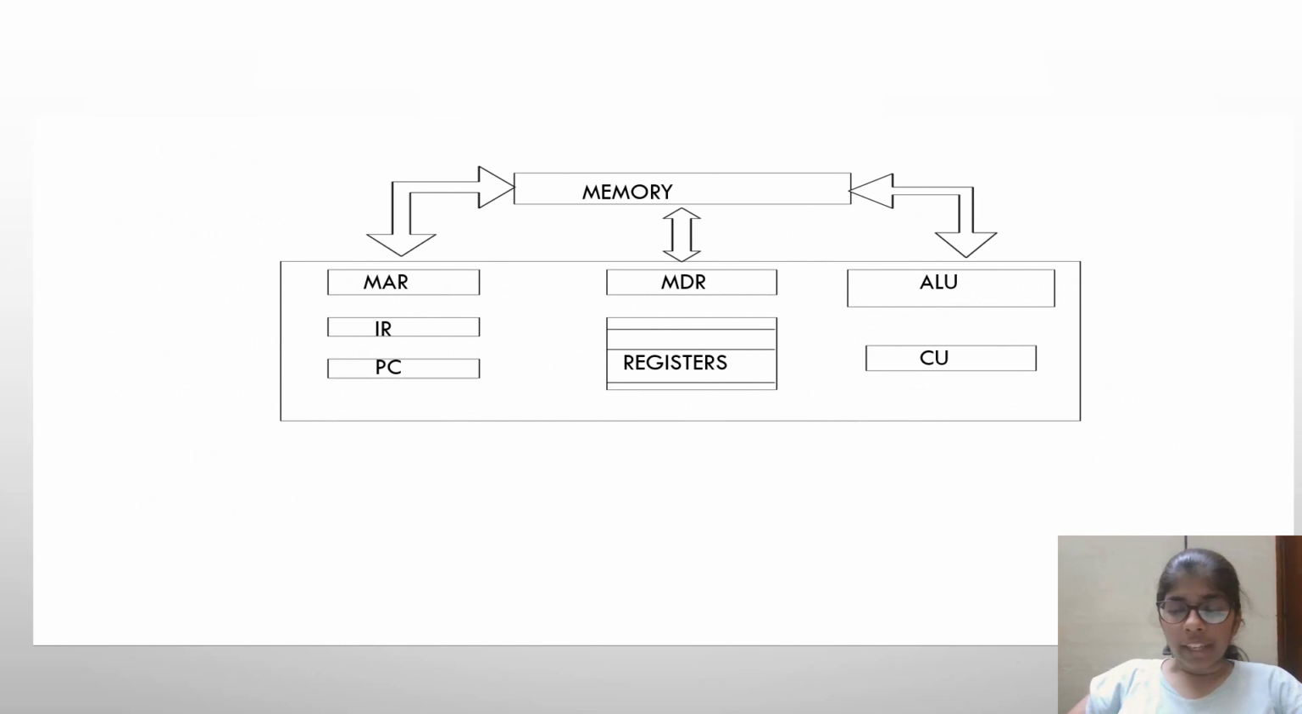Let's look at the diagrammatic representation of basic operations of a computer. The MAR, which is known as Memory Address Register, sends the address to the memory. The data in that address from the memory is then sent to the Memory Data Register, which is known as MDR. If the data from memory is an instruction, it is sent to the instruction register. If the data from the memory is an operand, it is then sent to the ALU, and the arithmetic and logic operations are performed, and then it is sent to registers.